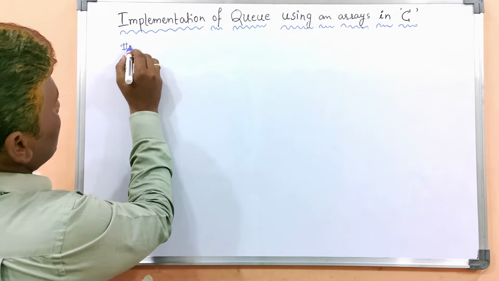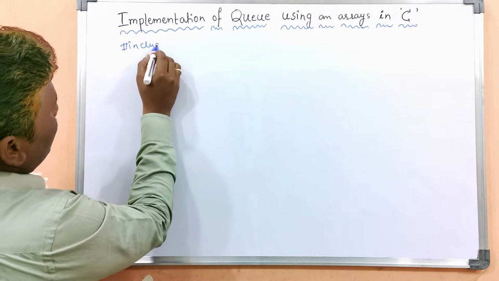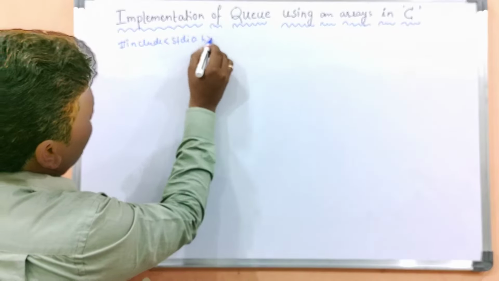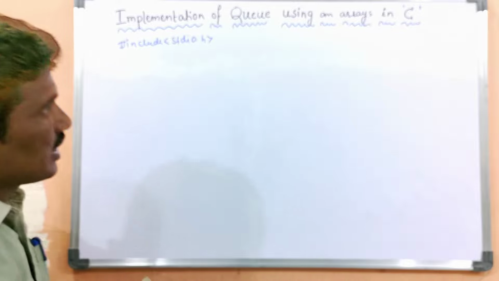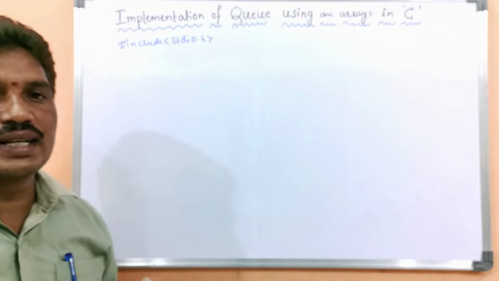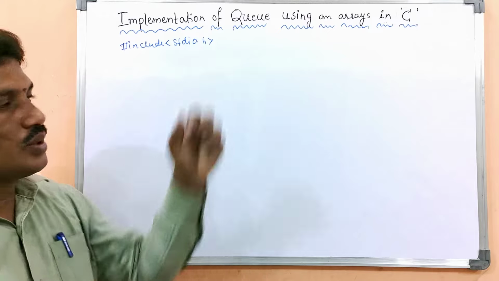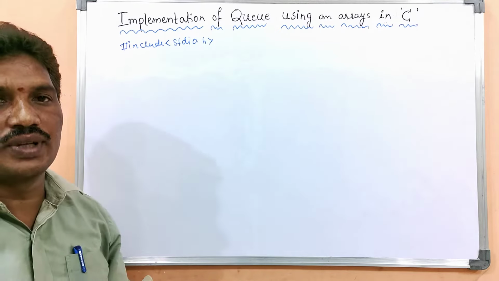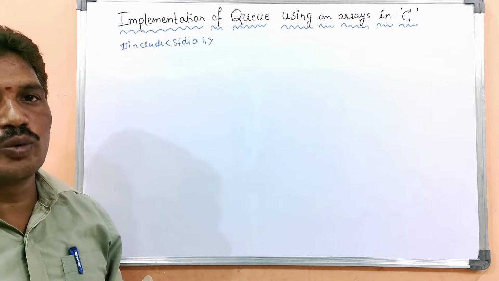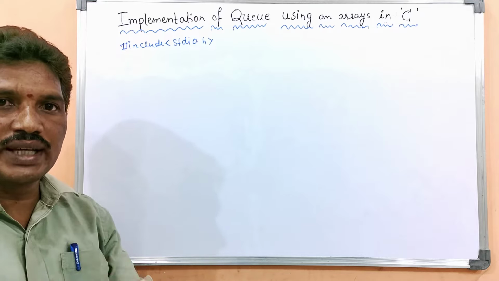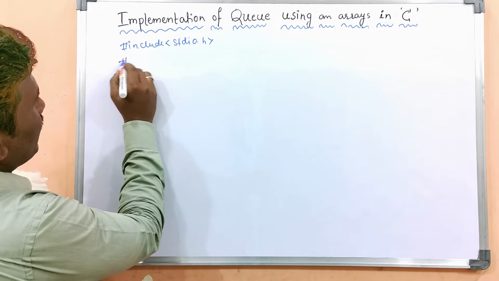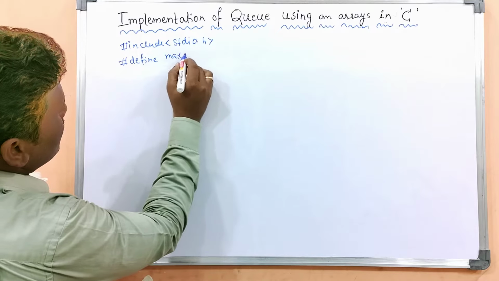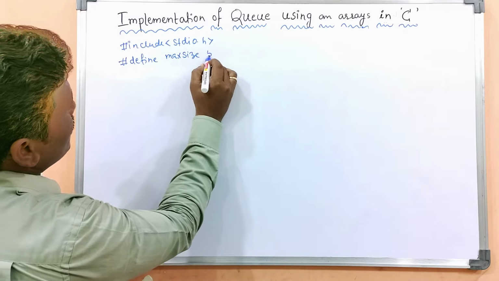First, include the header file, which is required to execute a C program. After that, I want to use a define statement to declare constants in C, because we need to mention the size of the queue before implementation, meaning how many elements you want to insert into the queue. So define MAX_SIZE. The size of the queue is, for example, 5.